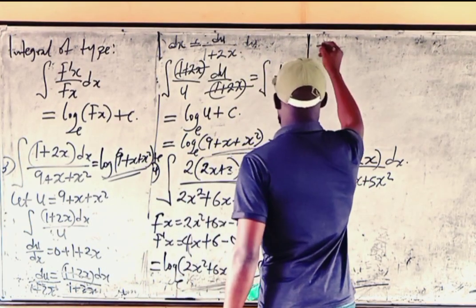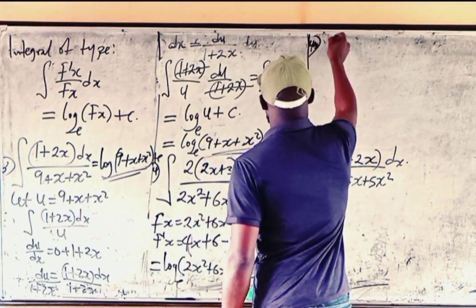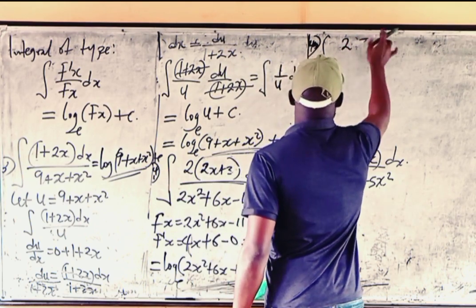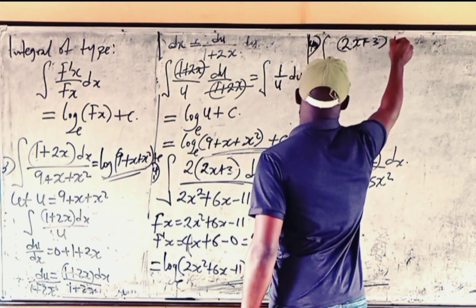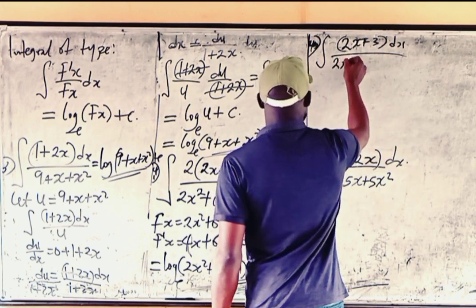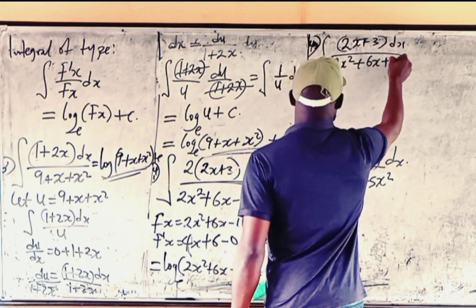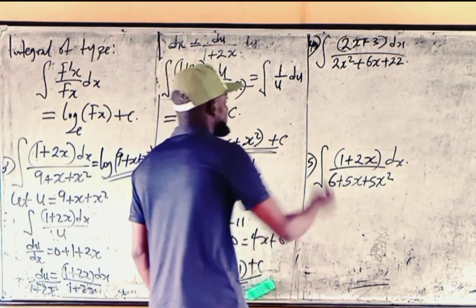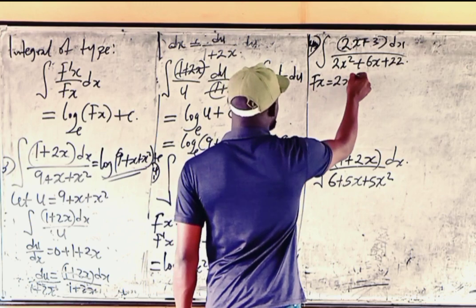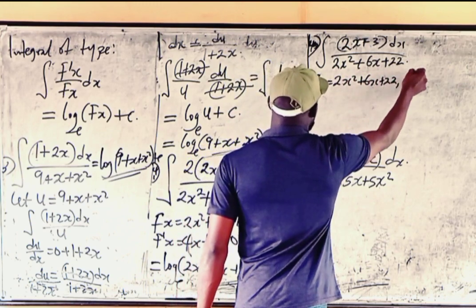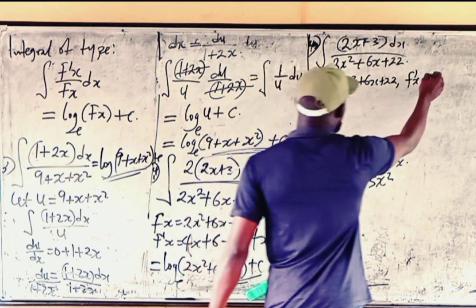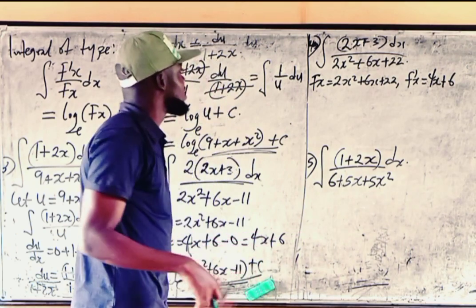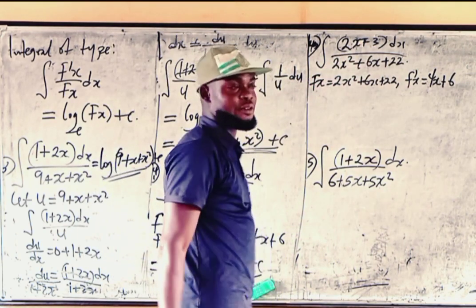Now let me assume it happens like this. Let's say this one is 4a, the integral of 2x plus 3 dx over 2x squared plus 6x plus 22. Let's say we have something like this. Our function of x here is 2x squared plus 6x plus 22. Then the f prime of x will be, differentiating this, 4x plus 6. But what we have is 2x plus 3. It's not 4x plus 6.